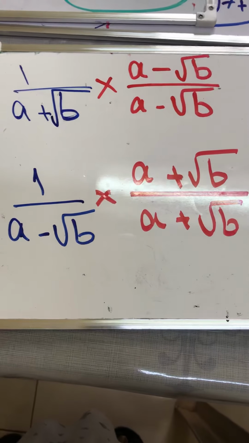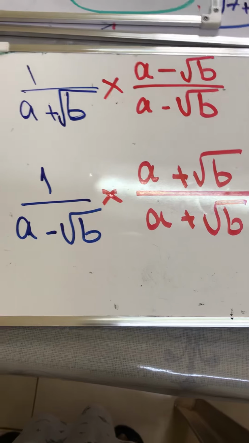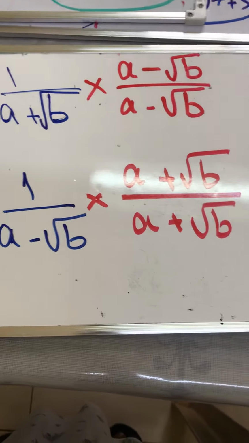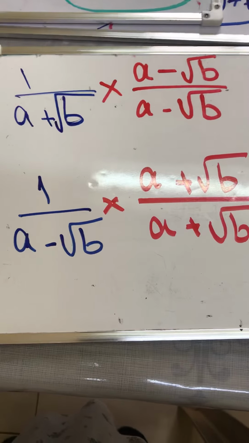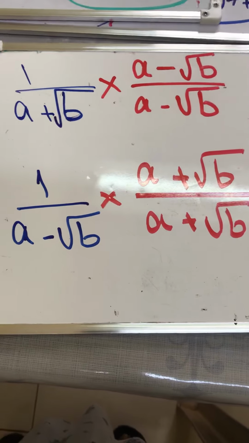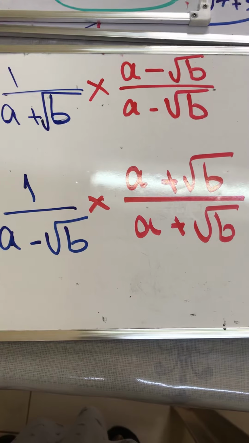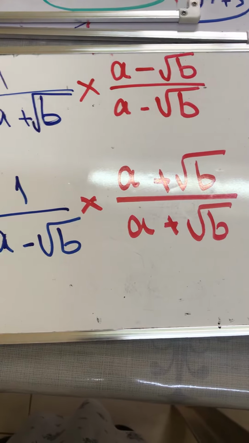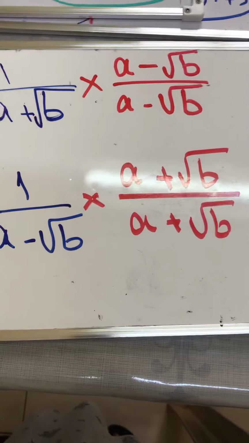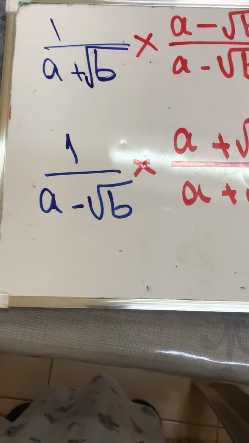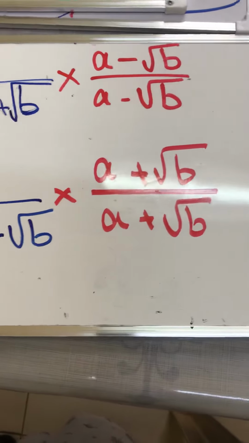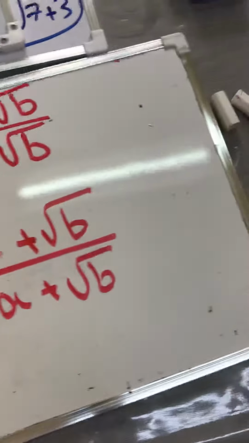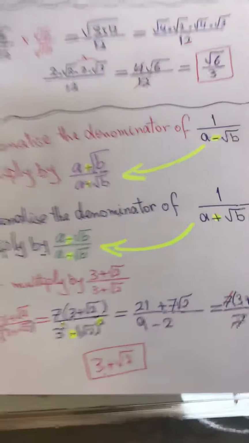Okay, if you have an expression in the denominator, you will multiply by it up and down, but change the sign between the two terms. If you have a plus square root of b, multiply by a minus square root of b over a minus square root of b. And if you have minus in the denominator, you will multiply by plus. Okay, as you see here, like this.